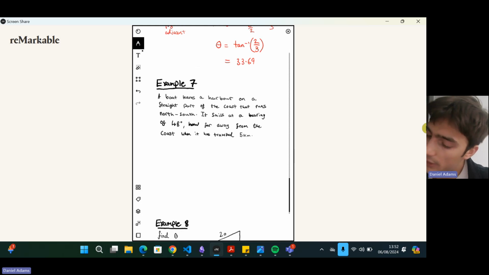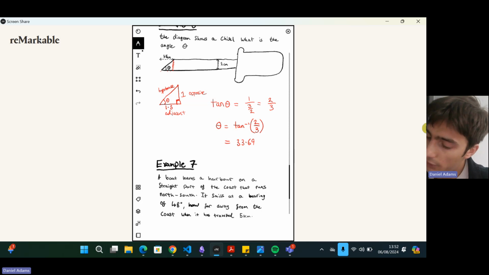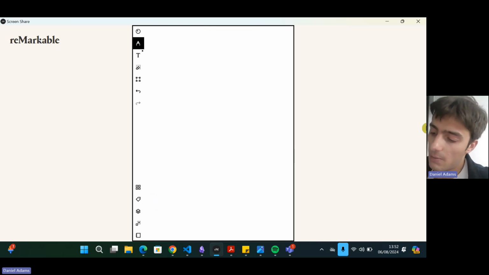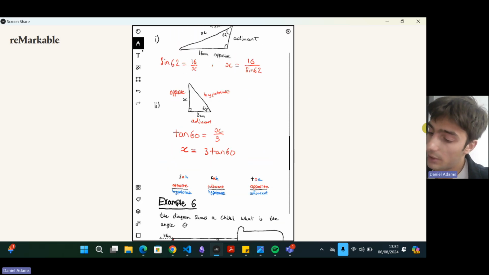And then example 7 is slightly more difficult because it's very similar to this chisel question. But the only difference is that in this example 7, the diagram isn't drawn for you. So you have to construct your own diagram using the information that they've given you here. But I think you should be able to do that, and all the maths that you use is exactly the same as I've gone through so far in today's session.